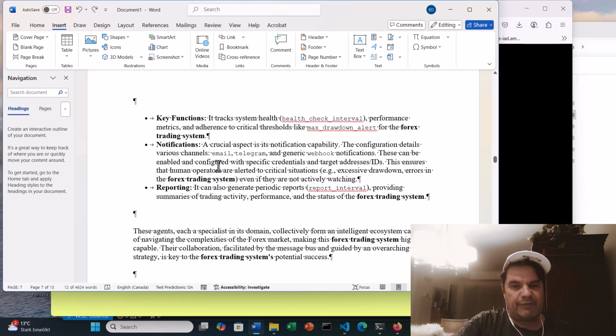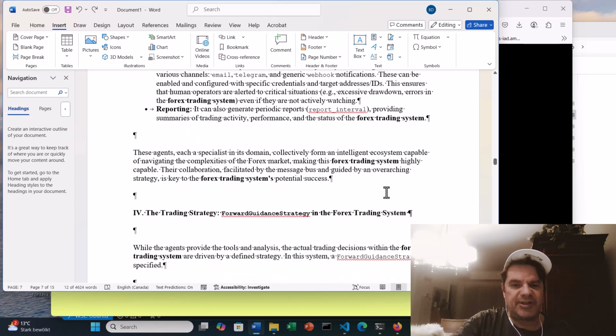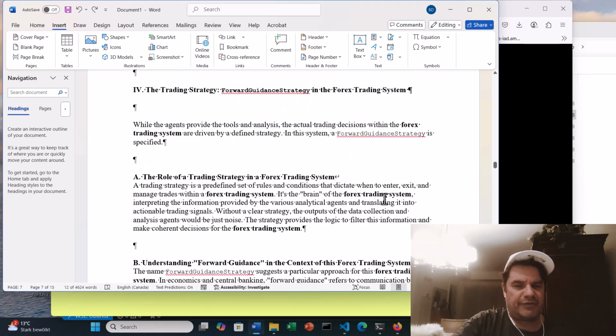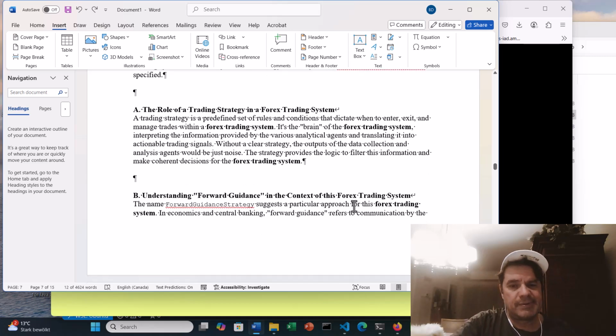Notification configuration details channels where you can do email, Telegram, or a webhook. These can be enabled with credentials, addresses, and IDs, ensuring the human operator is alerted to critical situations, excessive drawdown, errors, and so on. There's also a reports interval providing a summary of trading activity. So you can see here how involved it is with the agents and the different types of agents. This is just a very primitive one.